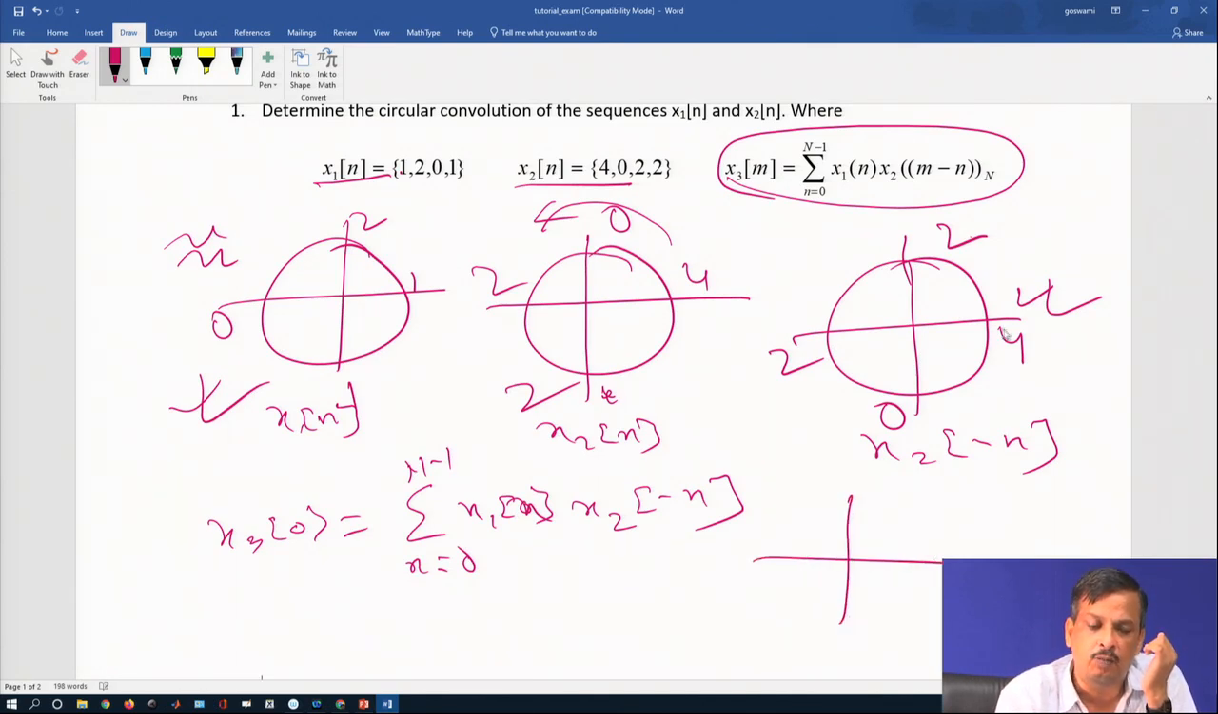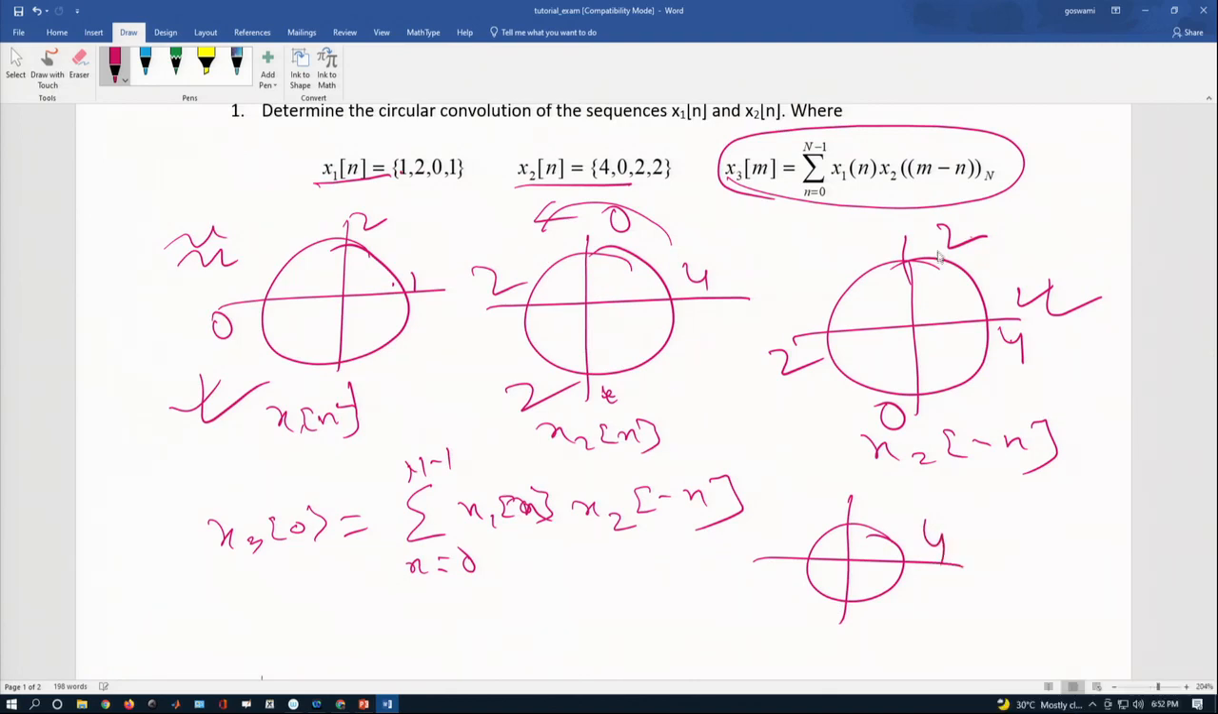So, 4 multiplied by 1, the product is 4. 2 multiplied by 2 is 4. 0 multiplied by 2 is 0. Then 1 multiplied by 0 is 0. Then what is the sum? It is nothing but 4 plus 4, which is equal to 8.